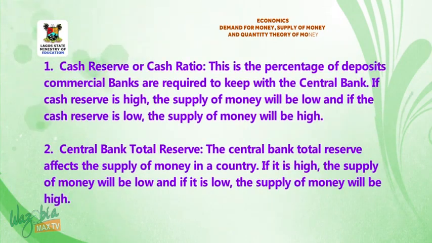Two, cash reserve or cash ratio. This is the percentage of the deposit commercial banks are required to keep with the central bank. If the cash reserve is high, the supply of money will be low, and if the cash reserve is low, the supply of money will be high. 3. Central bank total reserve. The central bank total reserve affects the supply of money in a country. If it is high, the supply of money will be low, and if it is low, the supply of money will be high.